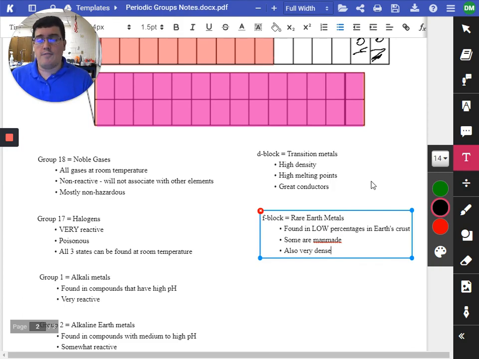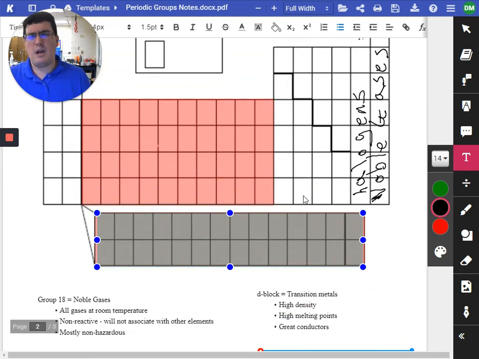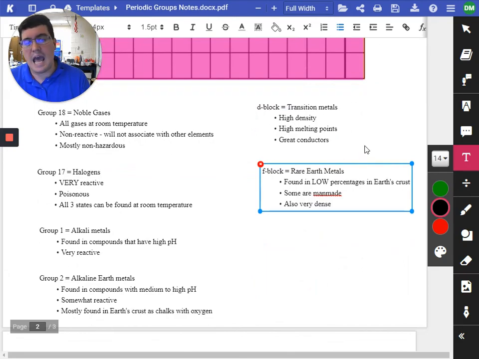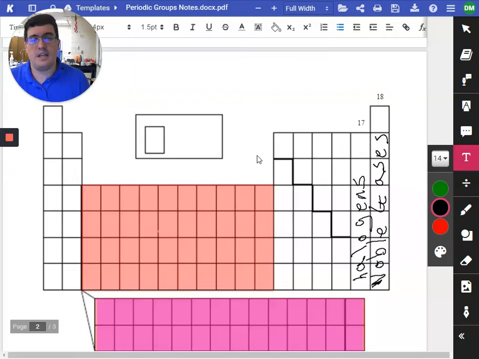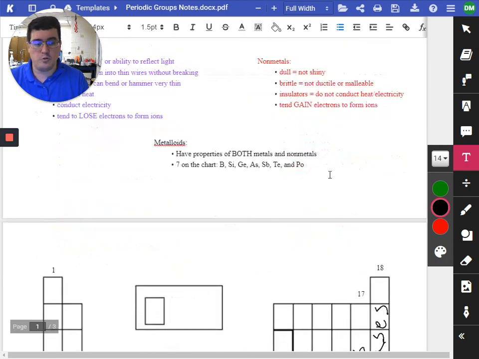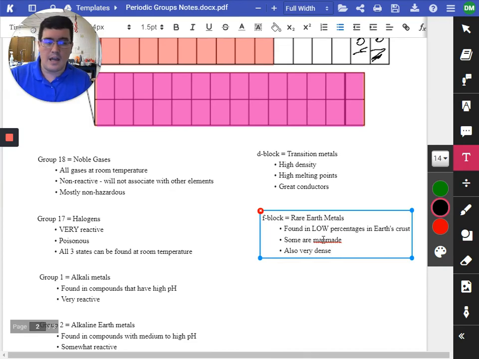But these are all of the elements on the periodic table. You say, wait, it's not all of them. Yeah, there are some other P block elements, but most of these groups don't share properties, so we don't really worry about naming those groups. But if you were asked to identify, for example, plutonium, what sort of properties would you expect to find for plutonium? Well, it is an element that is probably very dense, found in very low percentages in the Earth's crust.